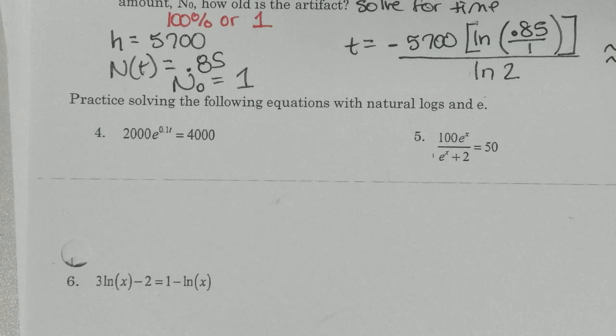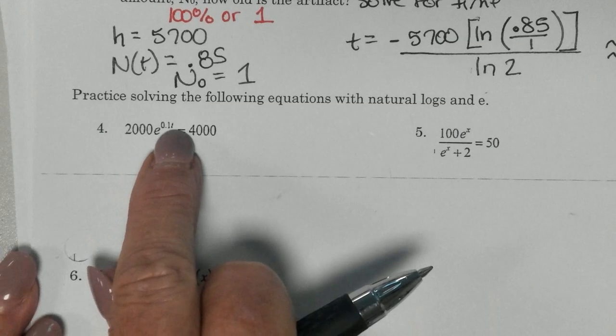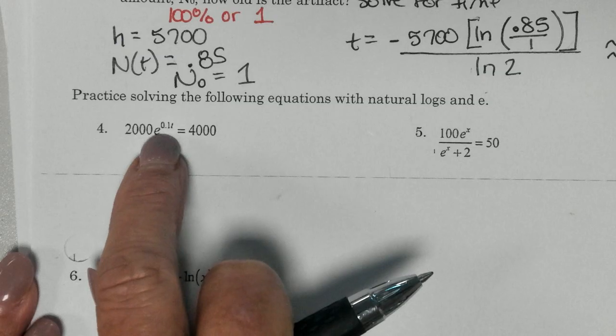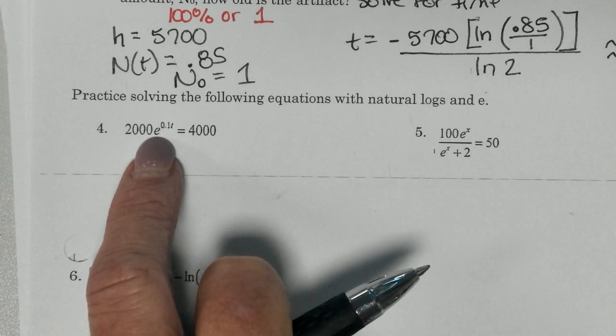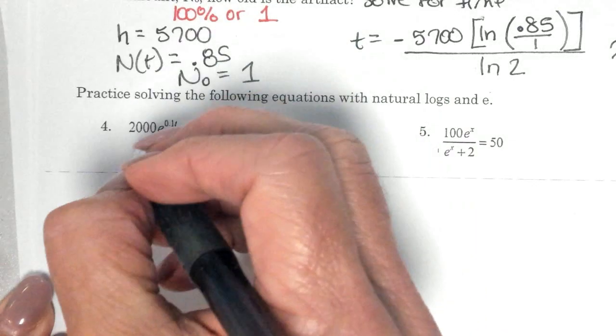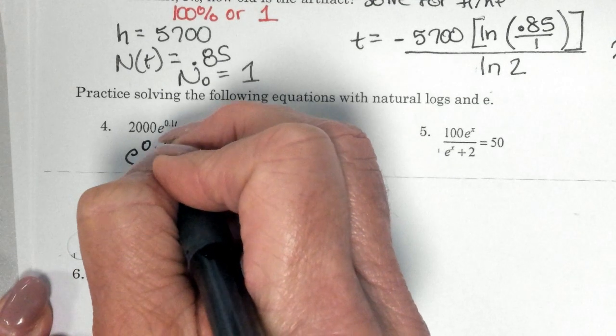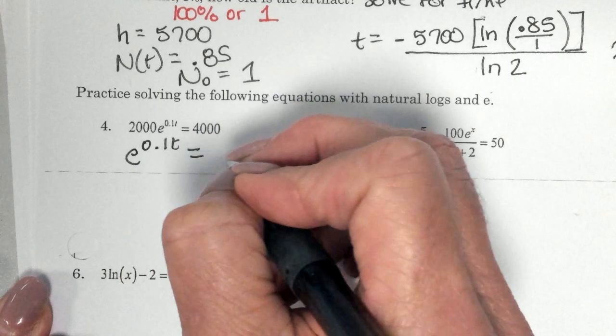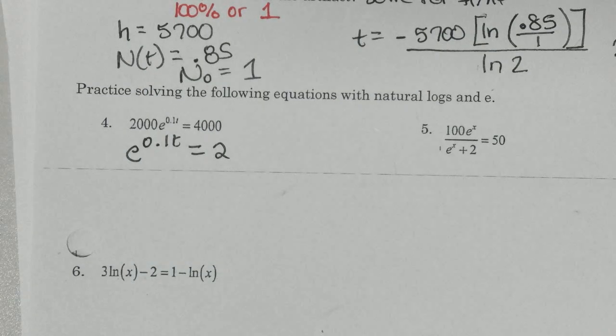Divide by 2,000, because our goal is to get t out of the exponent. We've got a base of e, so we're going to have to natural log it, but we can't if we have this coefficient. So divide both sides. That gives you e to the 1/10 t power equals 2.